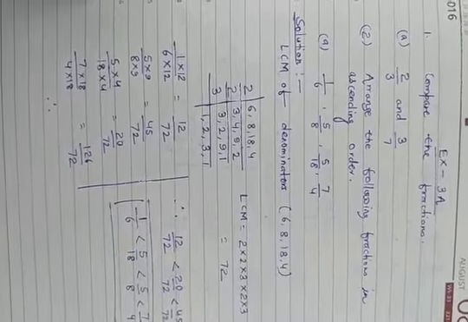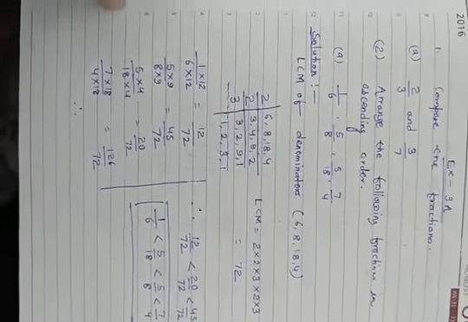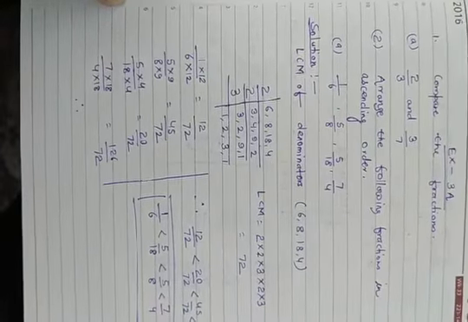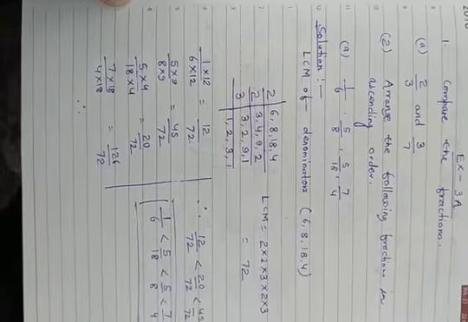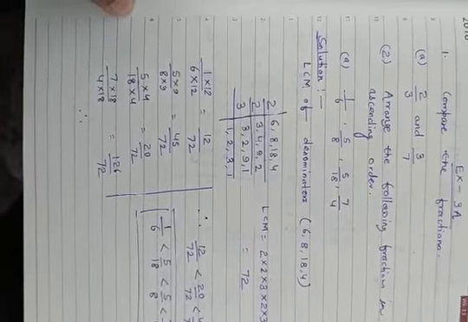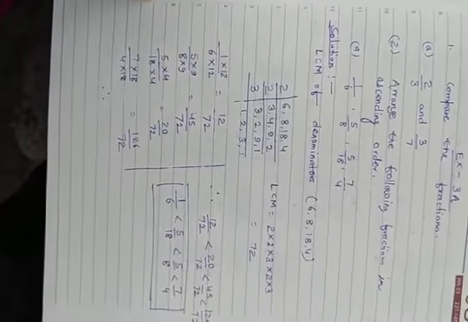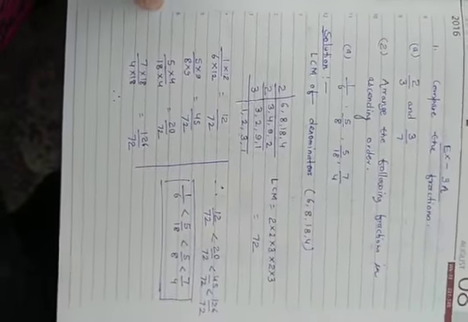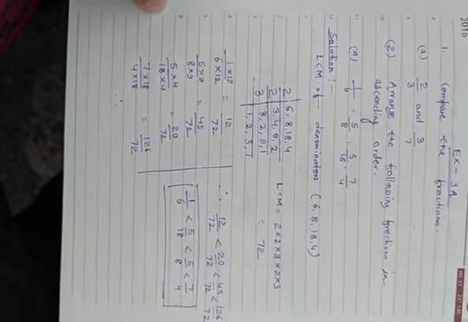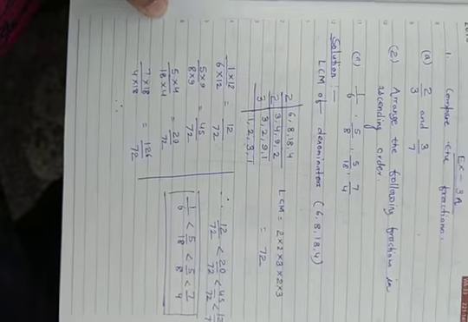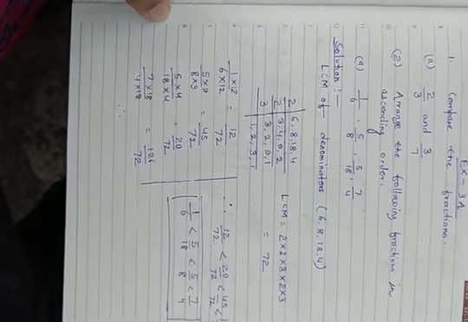Arrange the following fractions in ascending order. Now we have to arrange the given fractions in ascending order. There are 4 fractions: 1 by 6, 5 by 8, 5 by 18 and 7 by 4. Now in the solution part you can see that I have written the LCM of denominators, and we are going to find out what the LCM of these denominators 6, 8, 18 and 4 will be.